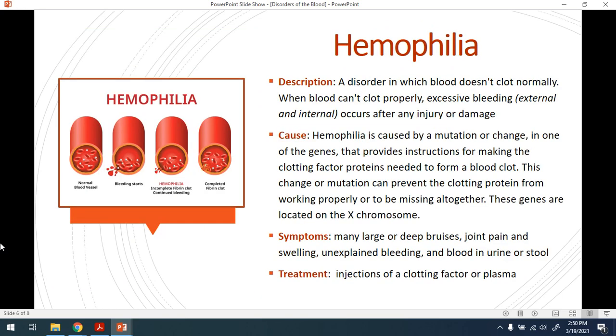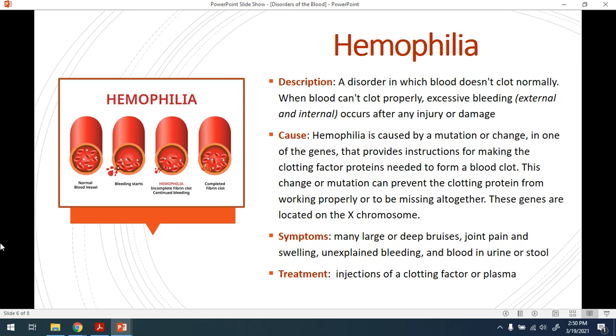Hemophilia is a disorder in which blood doesn't clot normally. When blood can't clot properly, excessive bleeding, either external or internal, occurs after any type of injury or damage. For example, if you were to get a minor cut, your blood would clot pretty quickly and you would be able to move on about your day. Someone with hemophilia might get a minor cut and have trouble getting that cut to heal on its own and may require some extra medication or medical attention from a doctor.